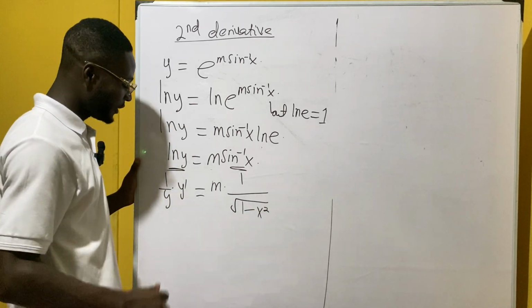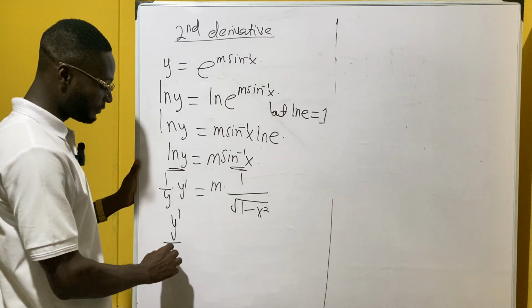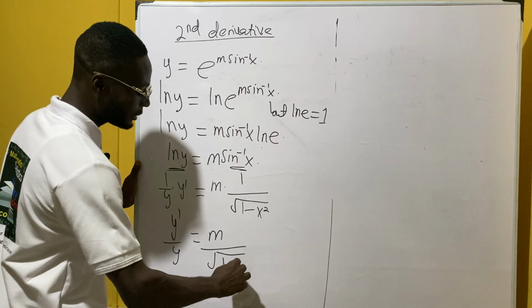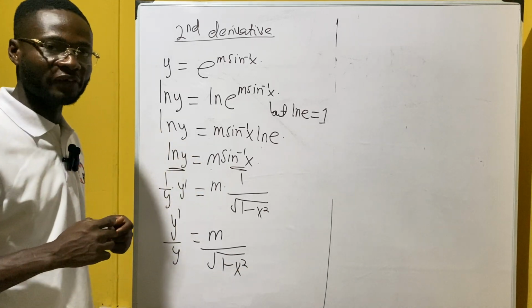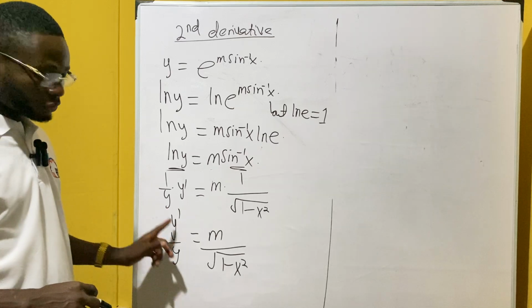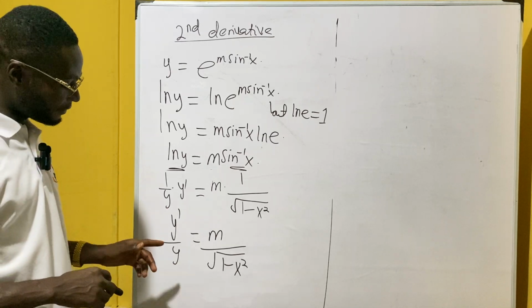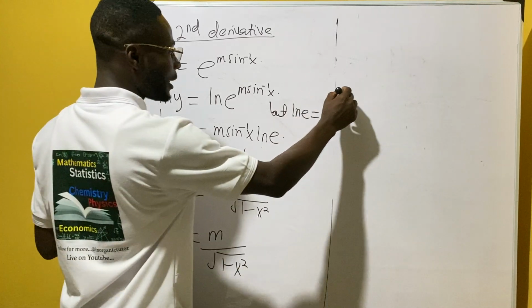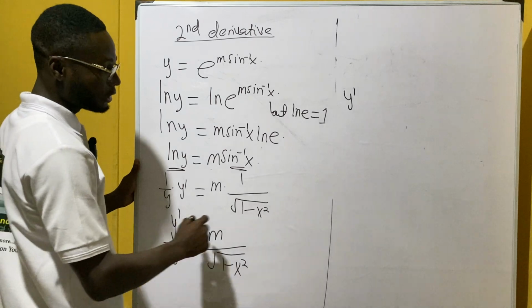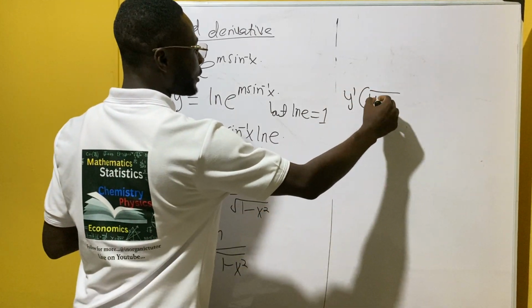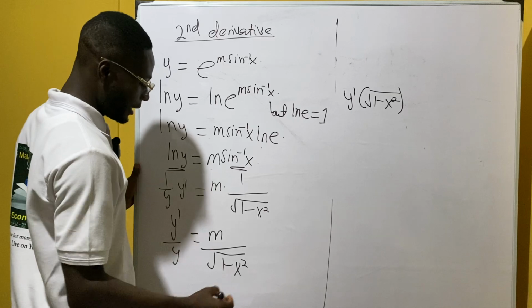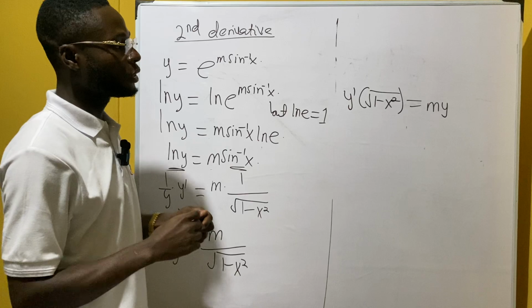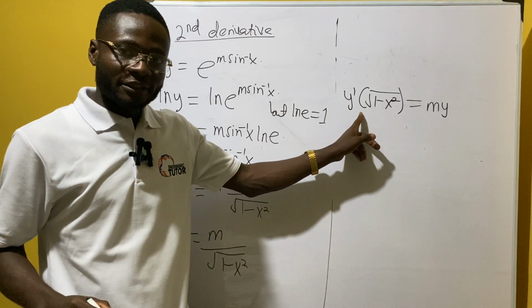So this right here, we have y prime over y is equal to m over square root of 1 minus x squared. Very simple. So let's cross multiply so that we can have what we want. So we have y prime, this goes here, so we have y prime into square root of 1 minus x squared, and that should be equal to m y. Now we have the first derivative.